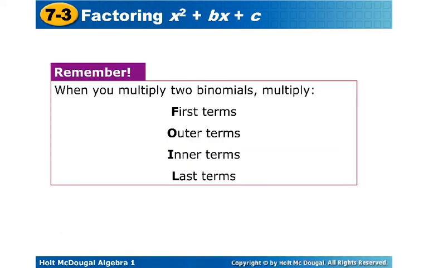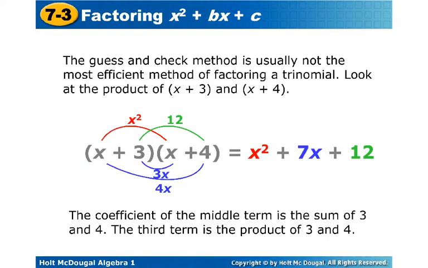So remember, when you multiply two binomials, you have FOIL, which is first terms, outer terms, inner terms, and the last terms. The guess and check method is usually not the most effective here, meaning don't try to guess what these two numbers are and then just check using FOIL. Sometimes it could take you a long time in order to get to the correct answer. So just remember that the coefficient, meaning the number in front of the middle term, is the sum of your factors. So this 7 is the sum of my factors of 12. Okay, so we're going to list factors of 12 to add up and give us 7.